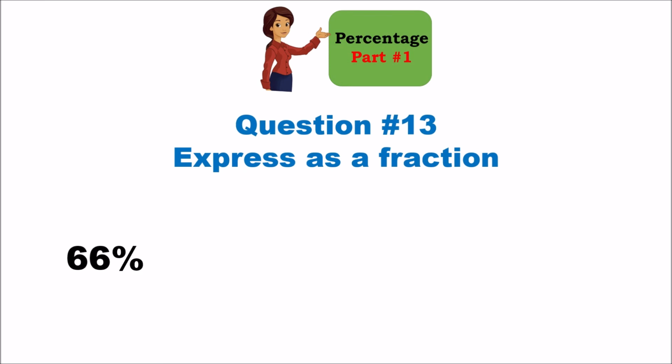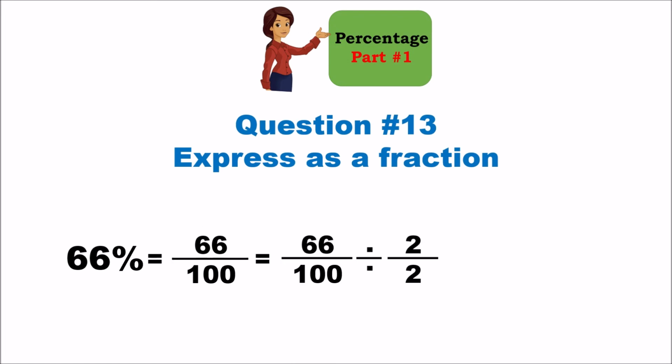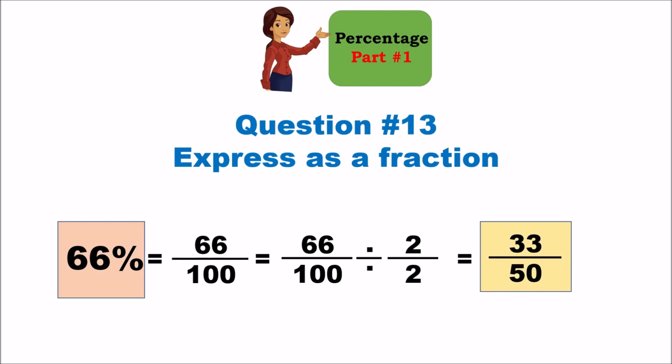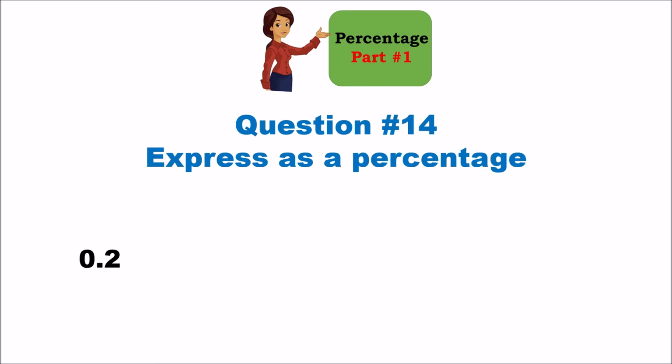66%, that is 66 upon 100. Now what we'll do is divide the numerator by 2 and the denominator by 2. So we'll get 66 divided by 2 gives you 33, and 100 divided by 2 gives you 50. So 33 upon 50. So 66% in terms of percentage is 33 upon 50 in terms of a fraction.